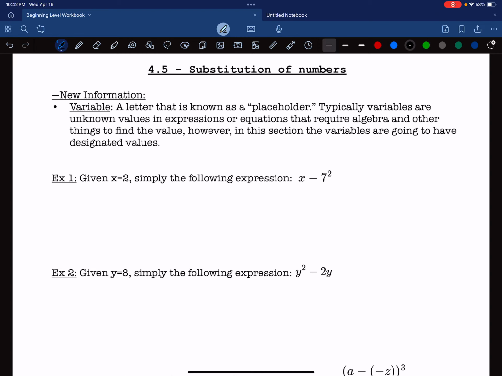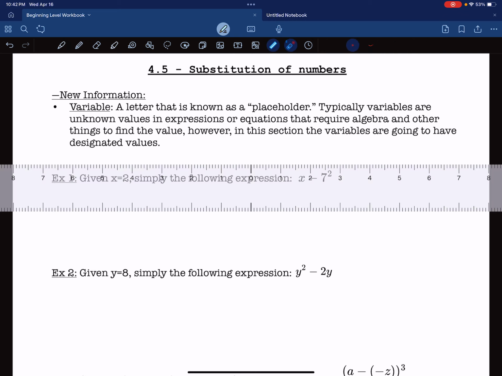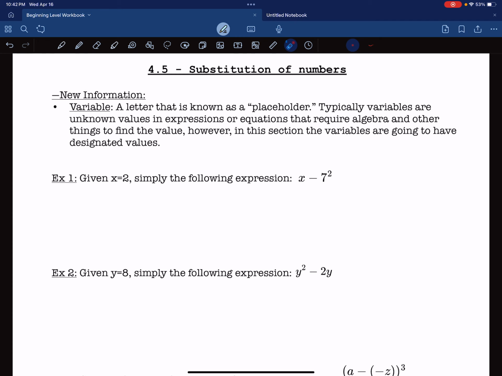Welcome to the final section in this module. And in this section, I'm going to introduce a new idea. And this idea is something called a variable. Now, a variable is a letter that is simply known as like a placeholder. That'll make more sense as we work through some examples. What exactly does placeholder even mean?